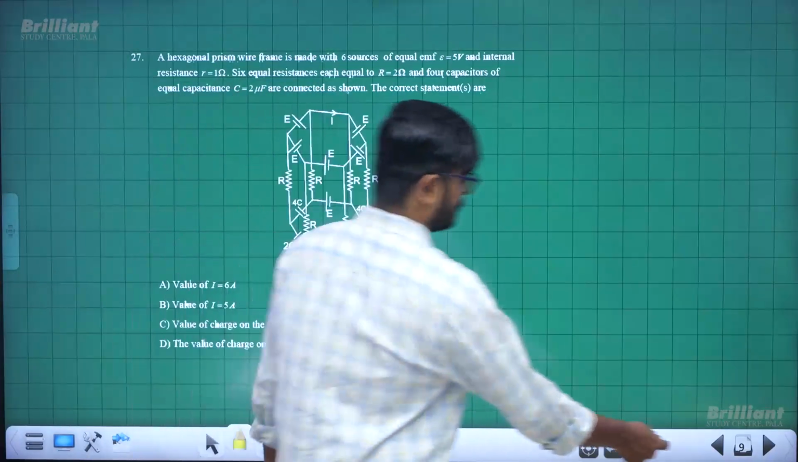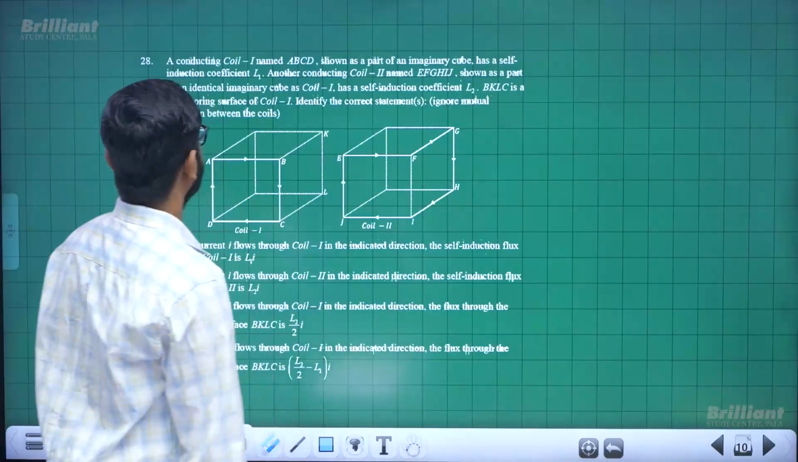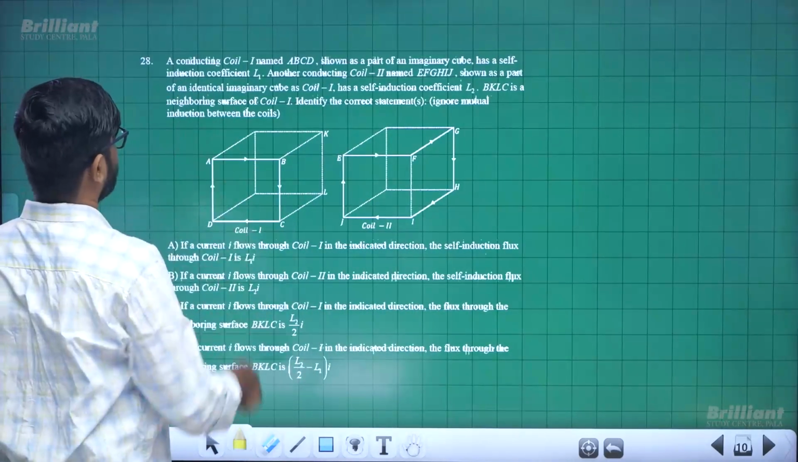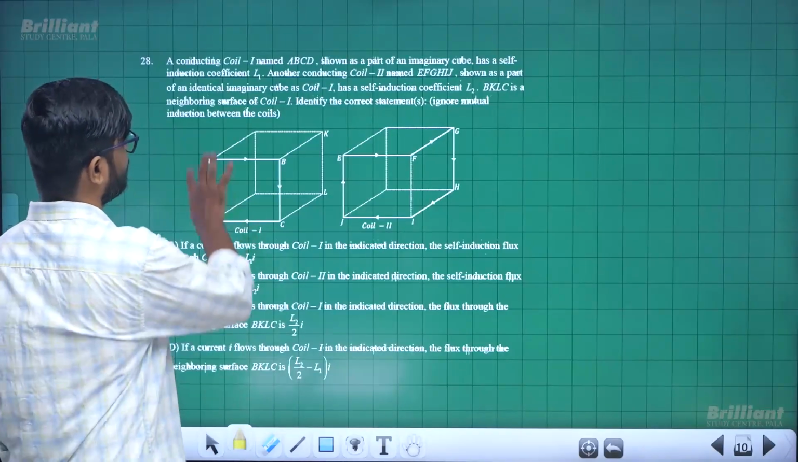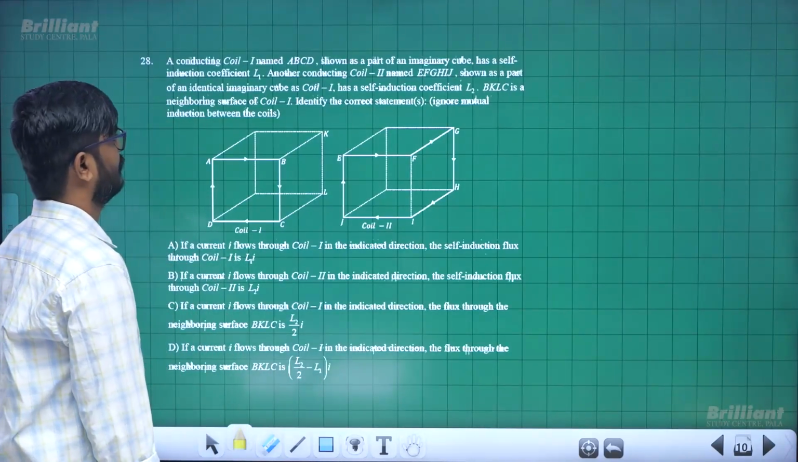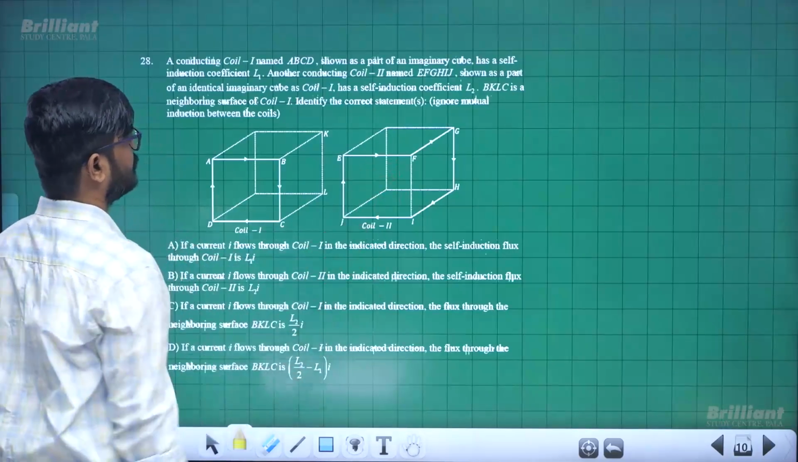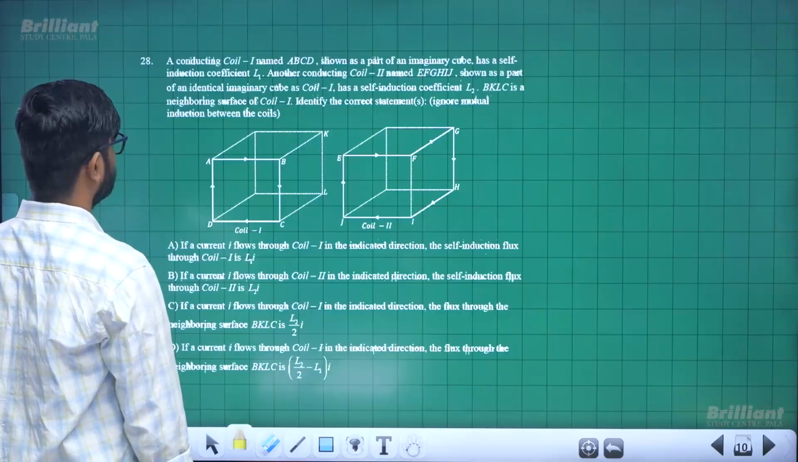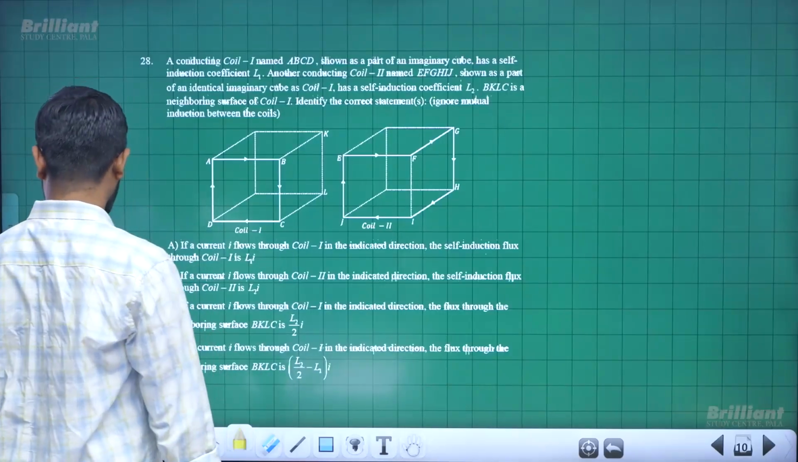Going to the next question. A conducting coil, I think this question already came somewhere, I am not sure. A conducting coil, one named ABCD, shown as a part of an imaginary cube, has a self-induction coefficient L1. Another coil 2 is having induction coefficient L2. Then they were asking some questions.